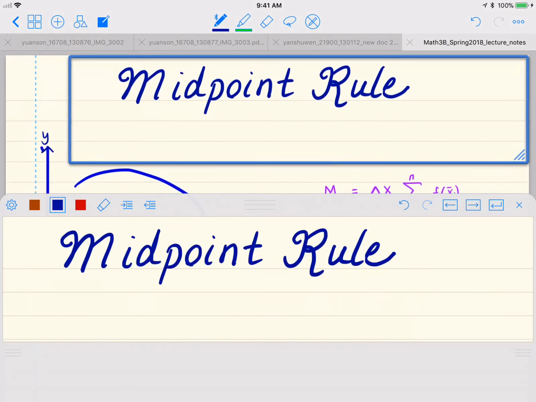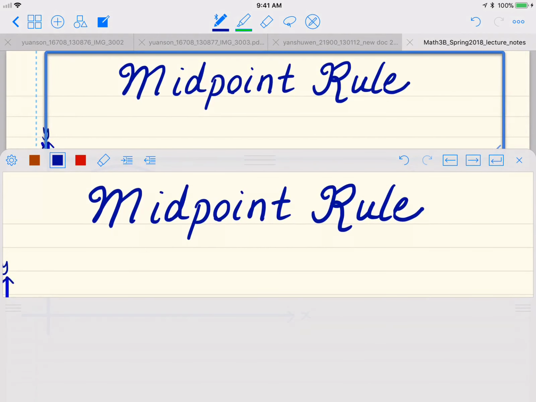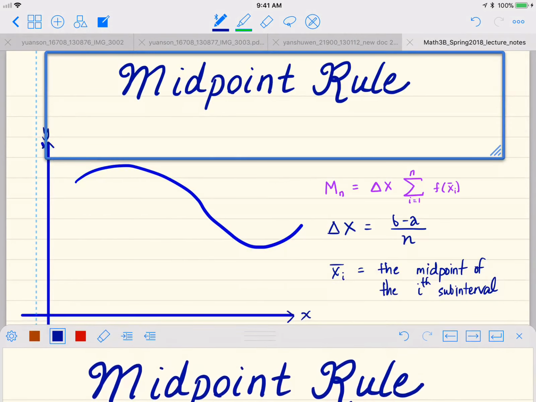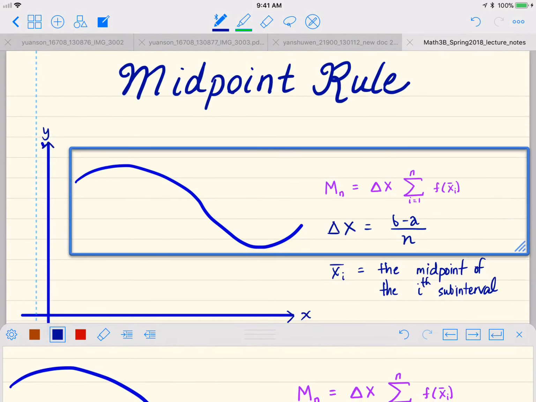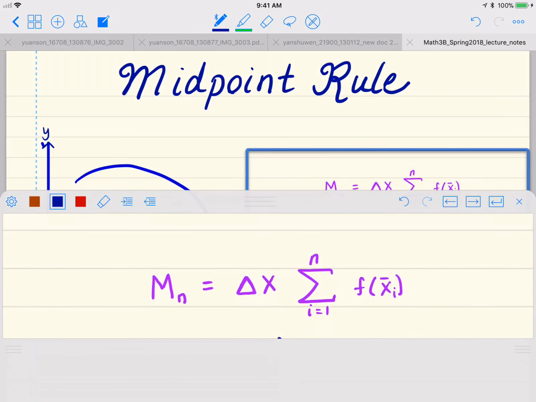Okay, here we go. I was confused. Okay, so we've got the midpoint rule. That's what I wanted to have. And here's the formula. So the formula for the midpoint rule is right here.